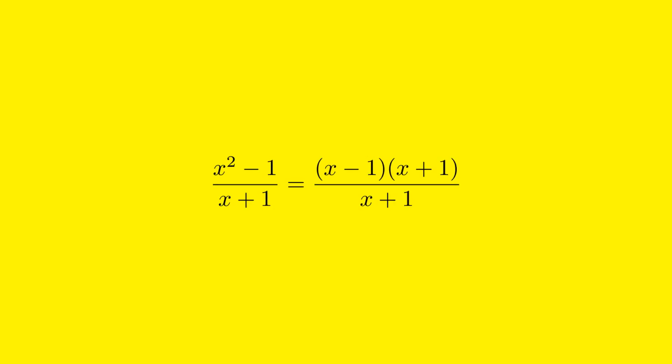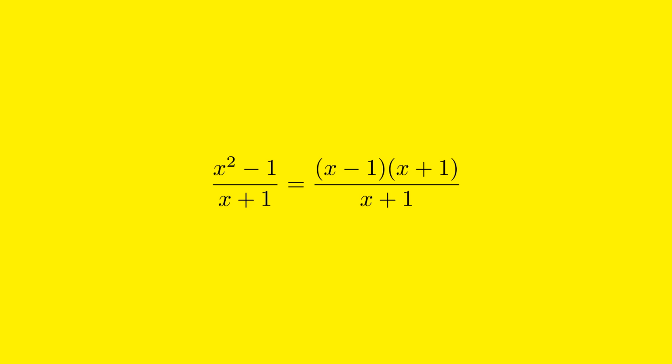Step 1. Begin by factoring the numerator of the rational expression x squared minus 1 divided by x plus 1. Notice that the numerator, x squared minus 1, is a difference of squares. By recalling the difference of squares formula, which is a squared minus b squared equals open a minus b closed times open a plus b closed, we can set x squared minus 1 as x squared minus 1 squared. This factors to open x minus 1 closed times open x plus 1 closed.